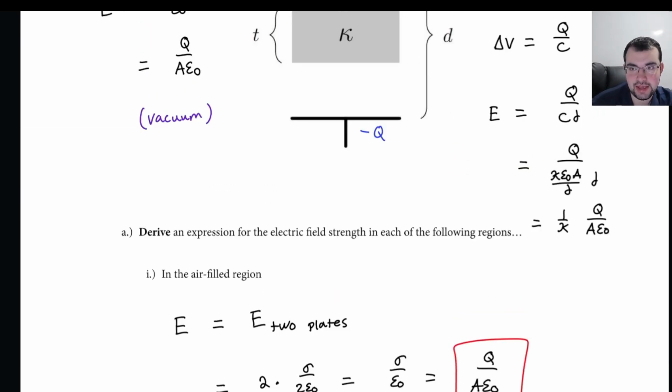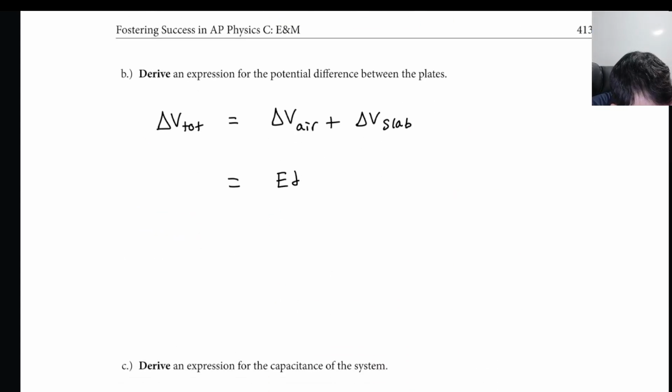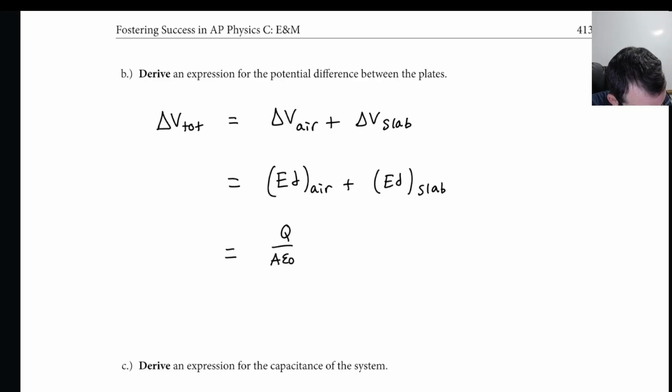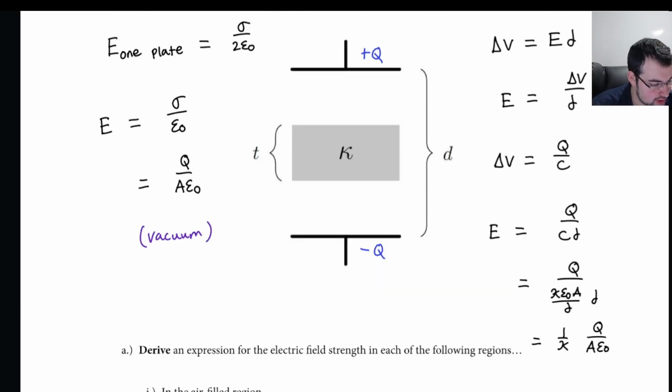So what is delta V in the air region? Well, we can write this as ED in the air plus ED in the slab as our two potentials. E in the air, we said was Q over A epsilon naught. And let's find what D is. So in the air, notice that the total gap length is D, but the only part that's not air is the slab. So if I just remove the slab length, that would be D minus T.